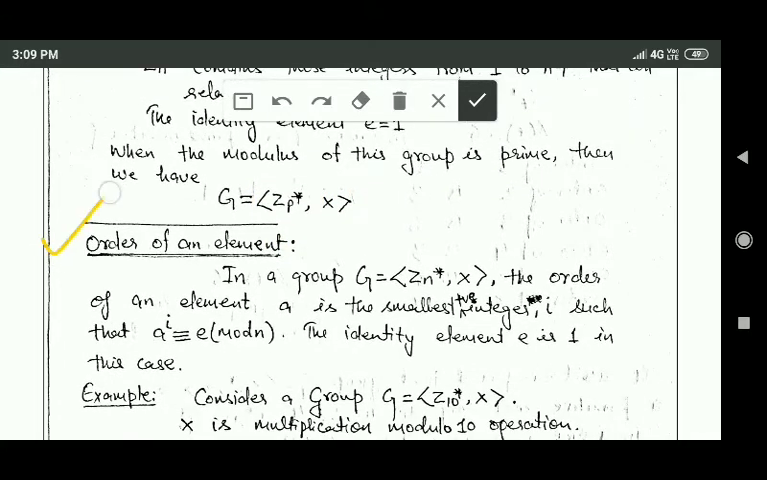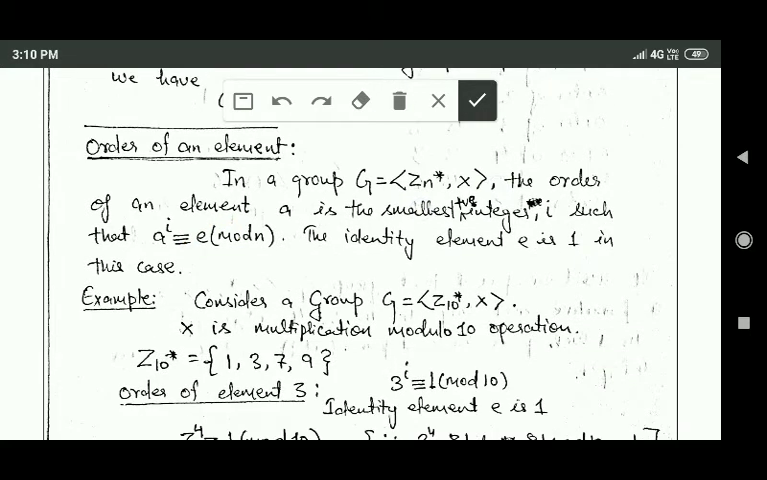Now we will study the order of an element in a group. In a group G, which consists of the set Z_n star and the operation multiplication modulo n, the order of an element a is the smallest positive integer i which satisfies this equation. That is, a raised to power i is congruent to e mod n, and here e is the identity element whose value is 1. It will be more clear after this example.